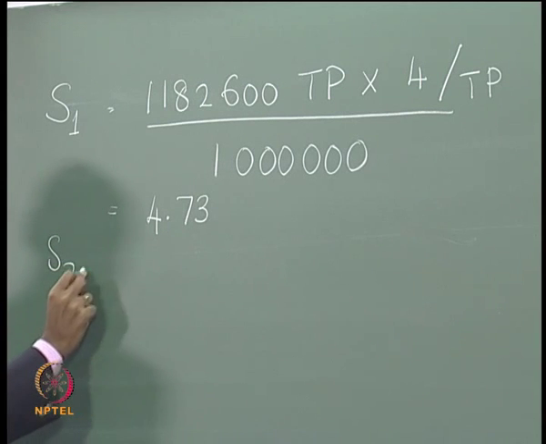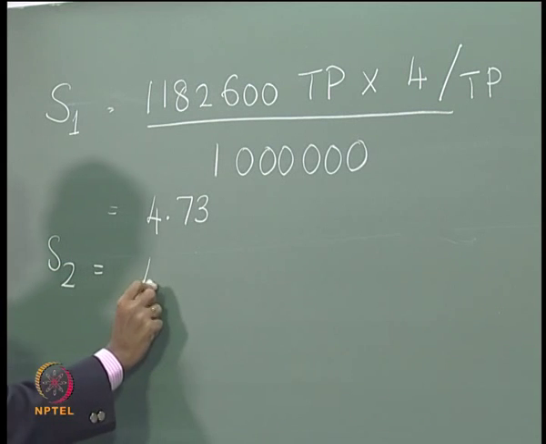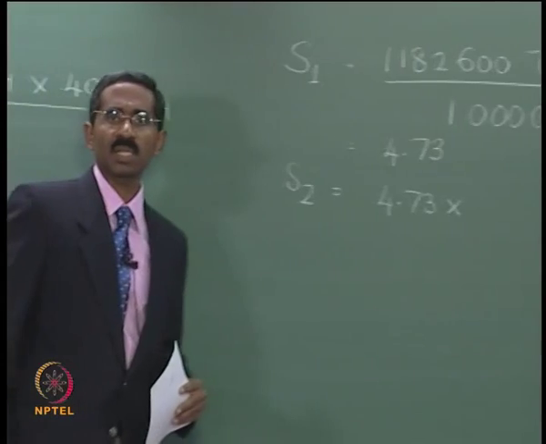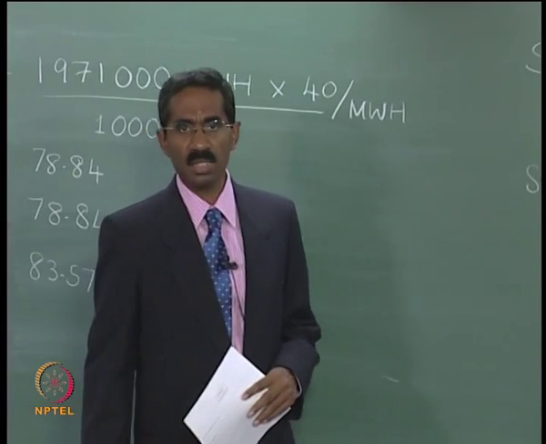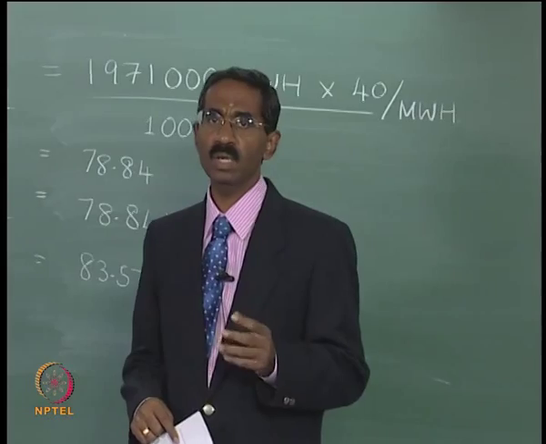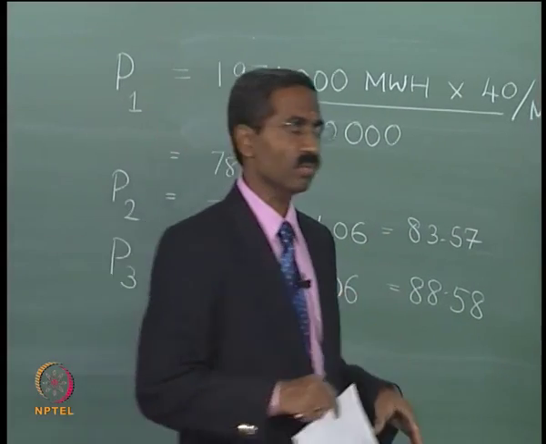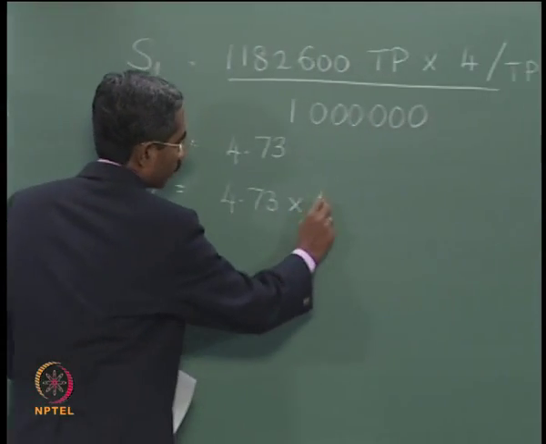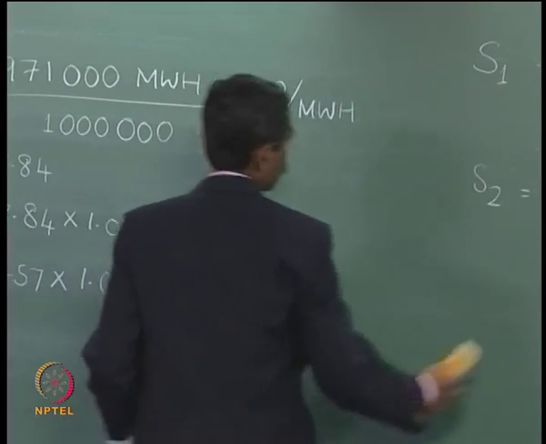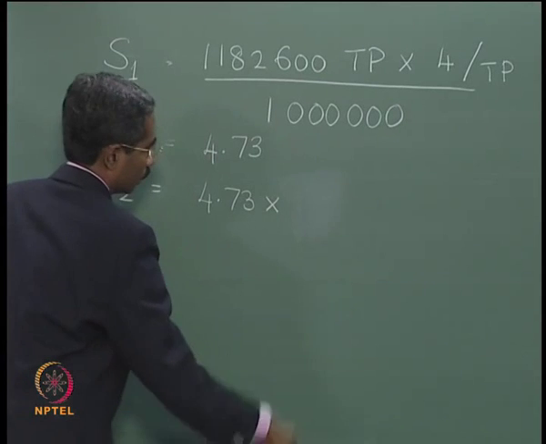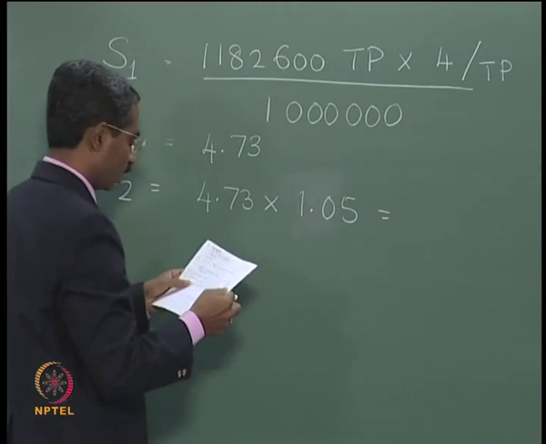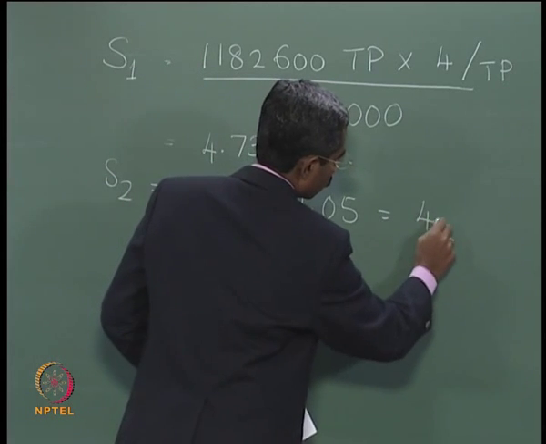Revenues from generation of steam in year 2 is nothing but 4.73 multiplied by the escalation factor for year 2. The escalation factor for steam is different as compared to the escalation factor for power. The escalation factor for steam is only 5%. So therefore we multiply by 1.05, and this gives you a number of 4.97.